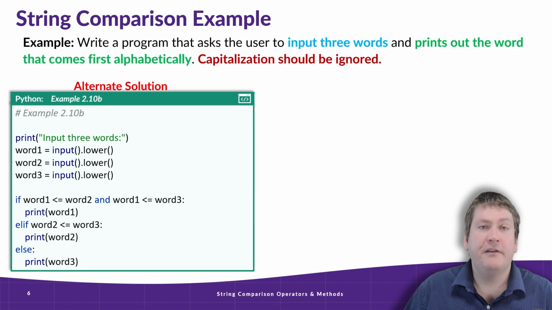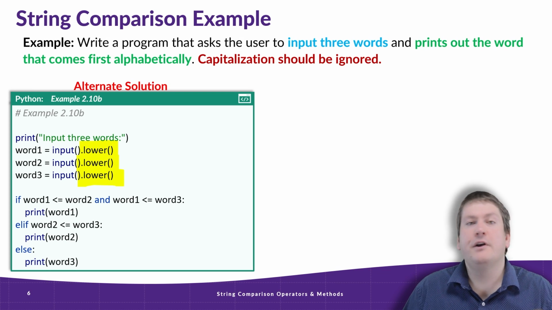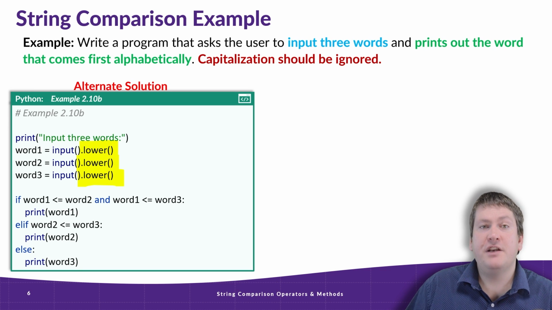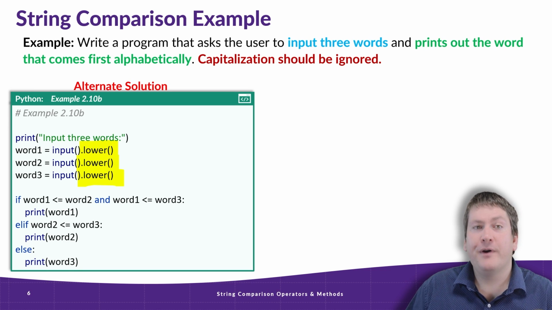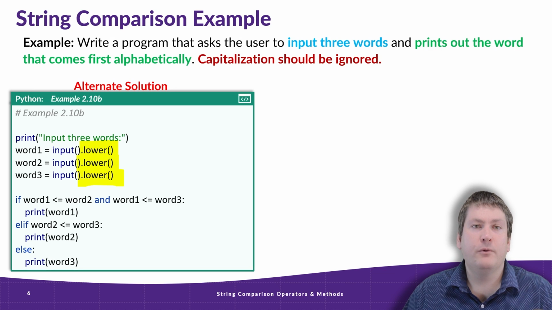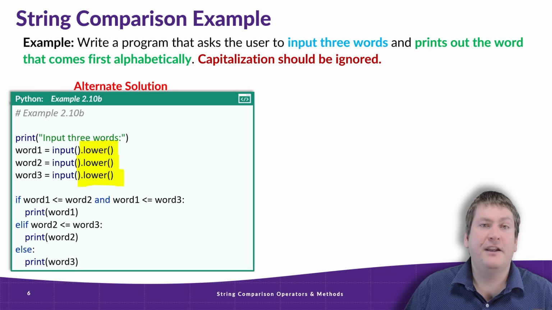So in this alternative solution, what we're doing now is instead of converting the string to lowercase before comparing it, we're converting it to lowercase right away. This has a few trade-offs. It's a little bit cleaner code, but it does actually change the value of the word before it's stored in the variable word. So this means when we output the word, it's not going to have the capitalization anymore. It's going to be in all lowercase.